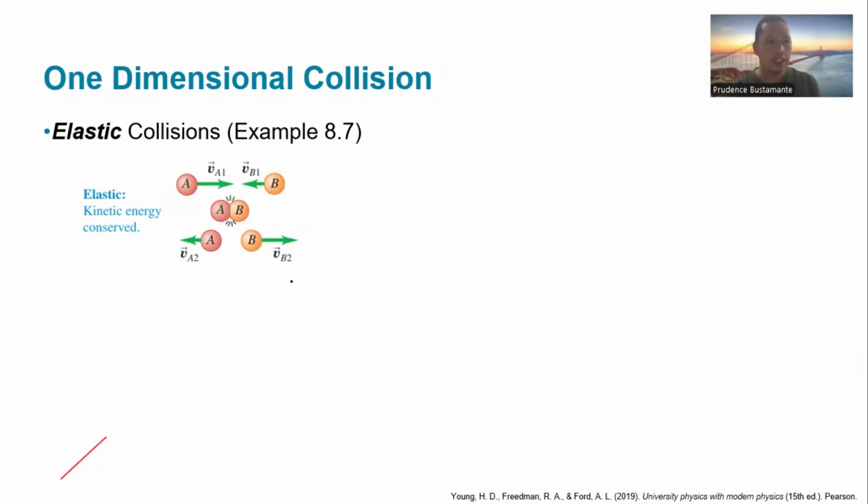So let's go to the elastic collisions. This is a bit harder than the previous two because it involves two conservation concepts. If you recall, if you apply the conservation of momentum here in one dimension, the initial is equal to the final.